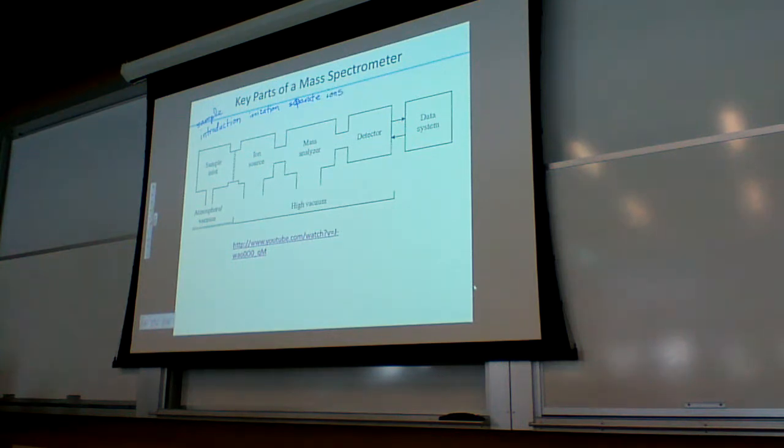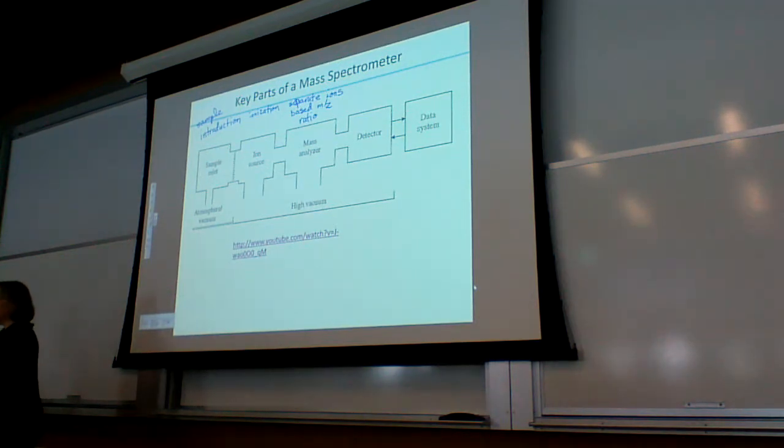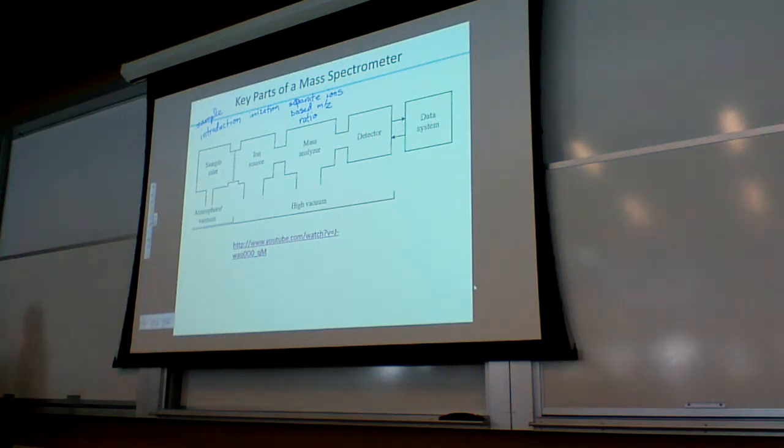And that's based on the mass to charge ratio. So you separate them out based on their mass to charge ratio, and then they go to the detector, and that quantifies the ions.